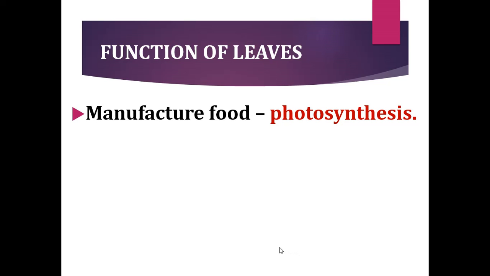Now, what is the function of leaves? The main function of the leaf is it can manufacture food by the process called photosynthesis. So how will the plants prepare their own food? They can prepare their own food by the process called photosynthesis. So this is the main function of the leaf, as the leaves are called the kitchen of the plant. So only we are saying that leaf is the kitchen of the plant. Why? Because the food gets prepared by the plants with the help of the process called photosynthesis.